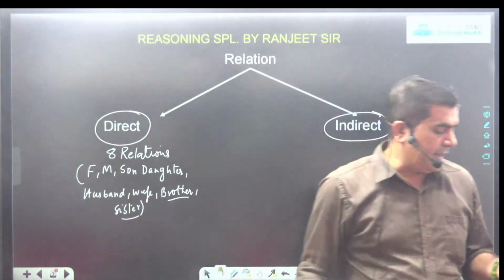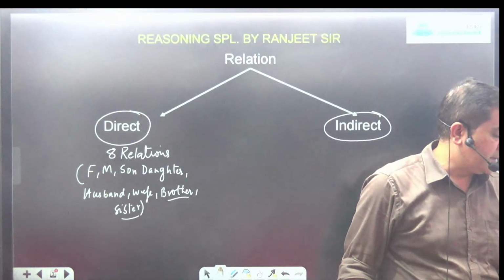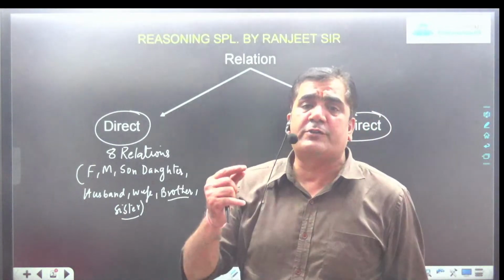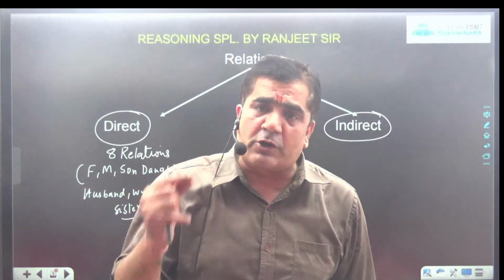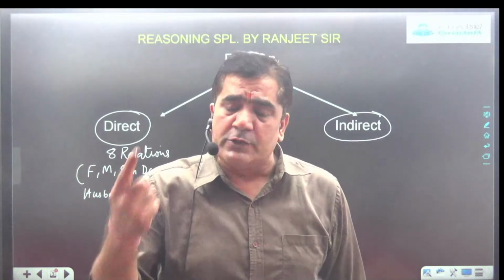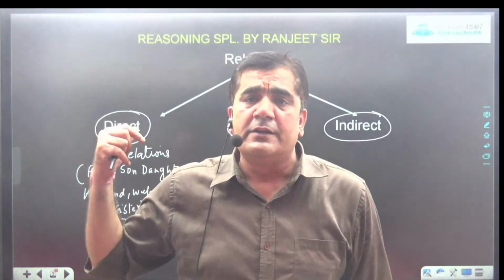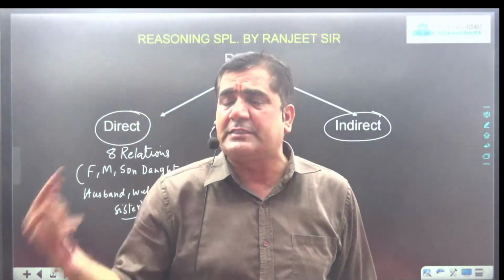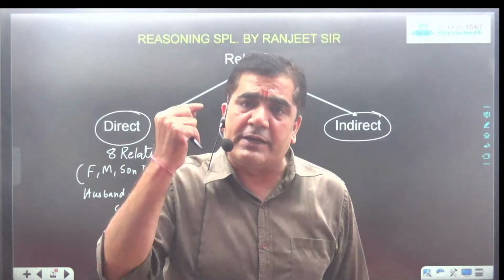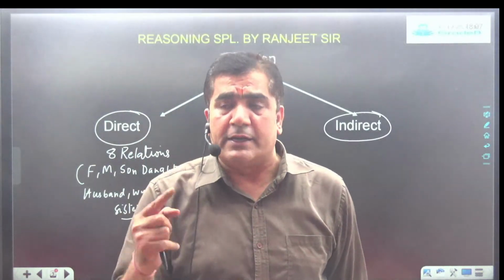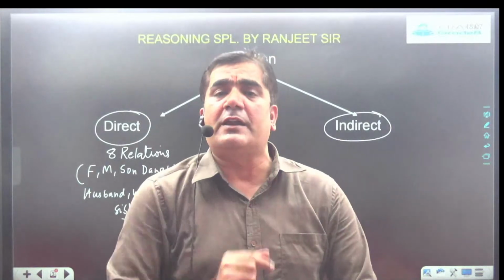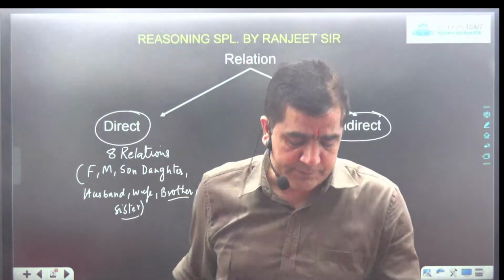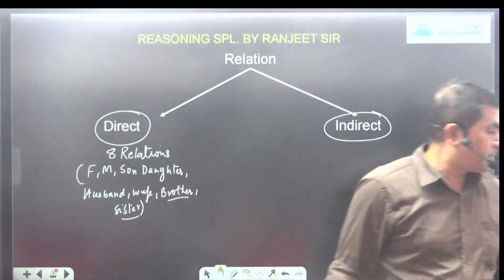Anyone, any problem? In this topic, your first job is to understand the concept. Till the time the concept is not clear and how to plot the family tree is not clear, you can't solve any questions of blood relation. So in this first class, I will give you the basic concept of blood relation, and basic concept means how to plot the family tree. Because whenever any question based on blood relation comes, your job, always, is to plot the family tree. Clear?